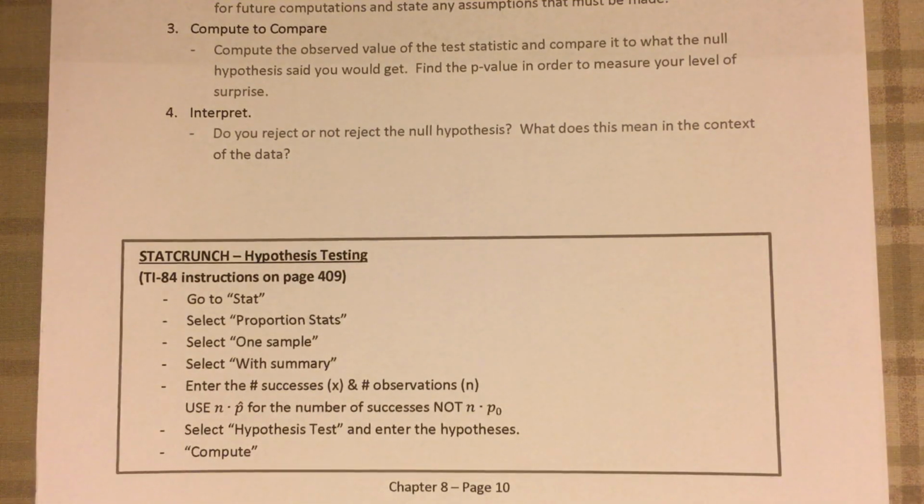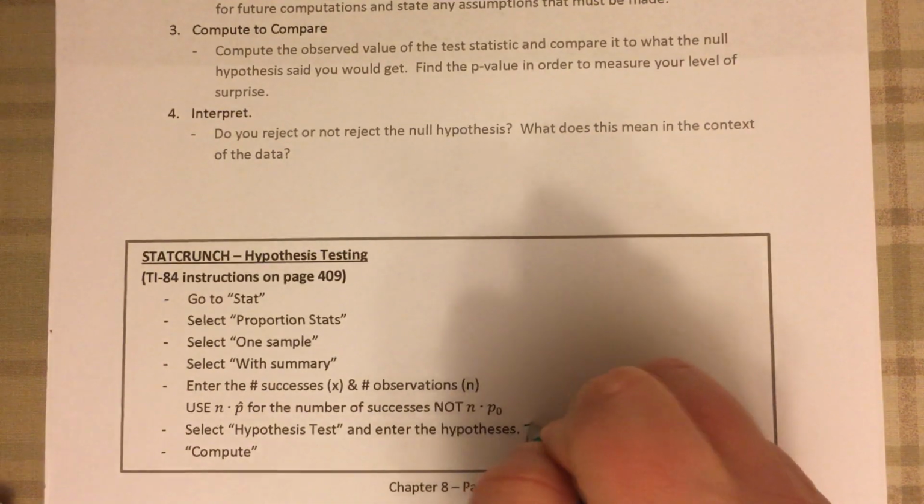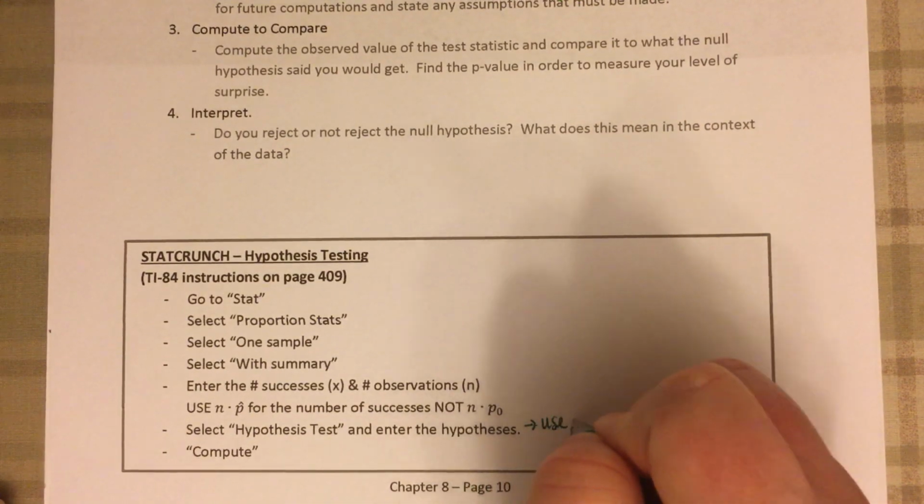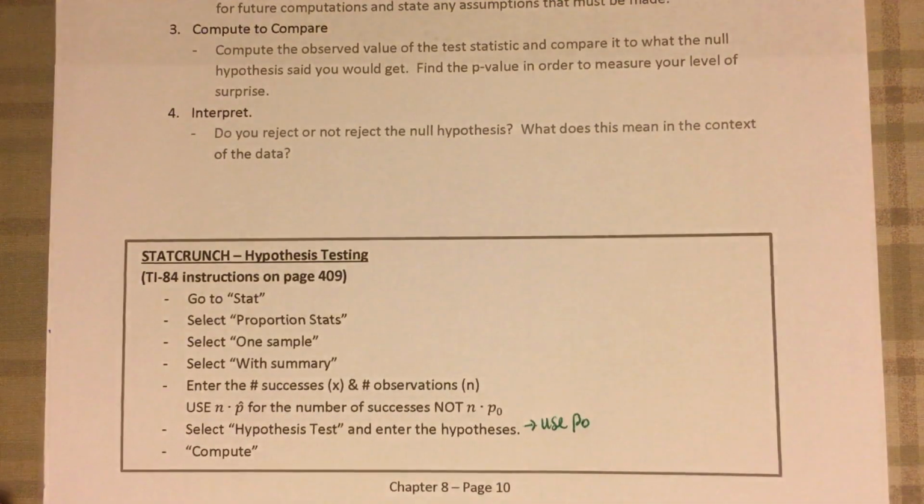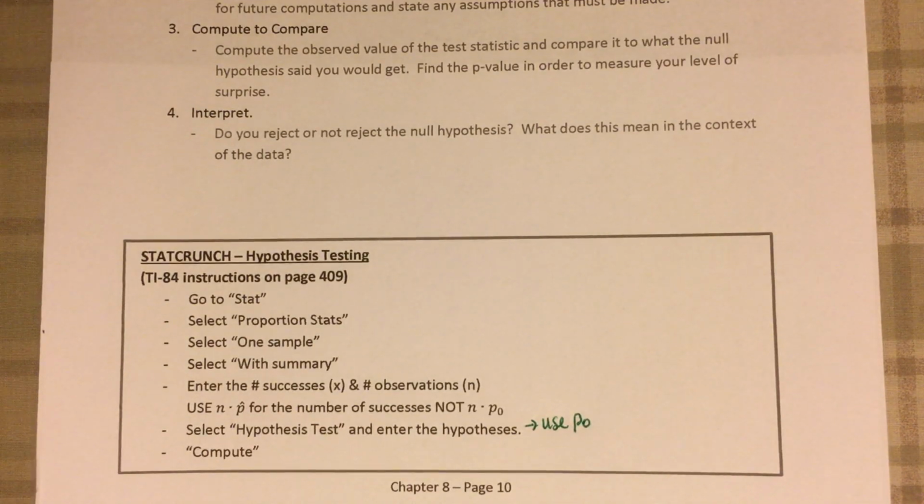So I did write a little note here as we're thinking about these different steps: when we are finding our number of successes, if it's not something that we're given, we're going to use n times our p hat, remember, which is the proportion that's in our claim. When we are entering our pair of hypotheses, we're going to make a little additional note here that we're going to want to make sure that we use our p naught for those values.